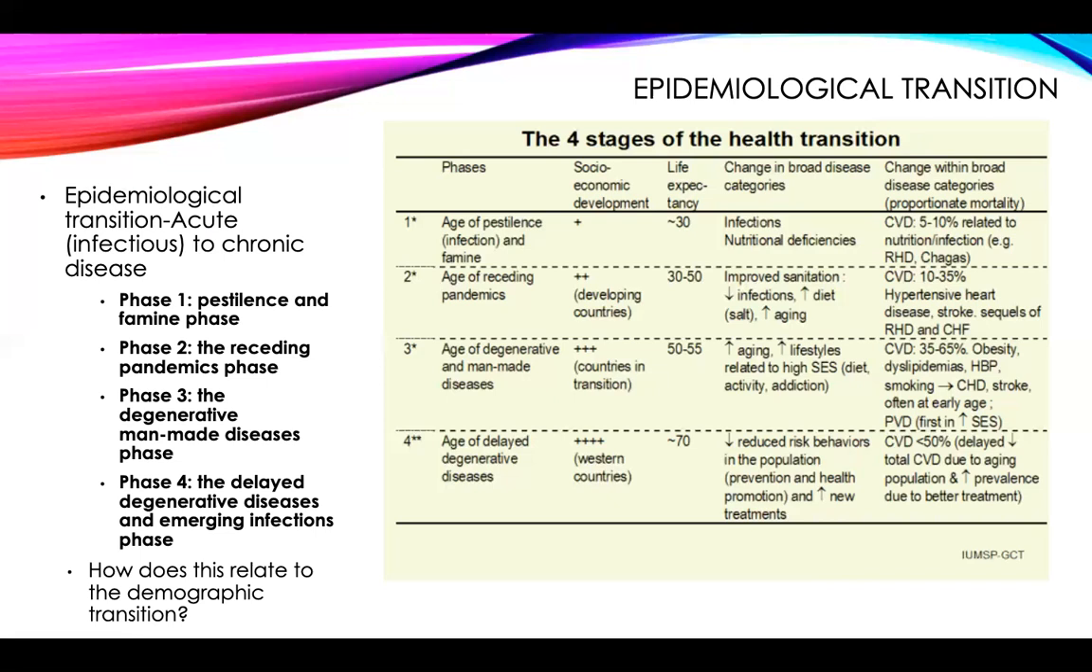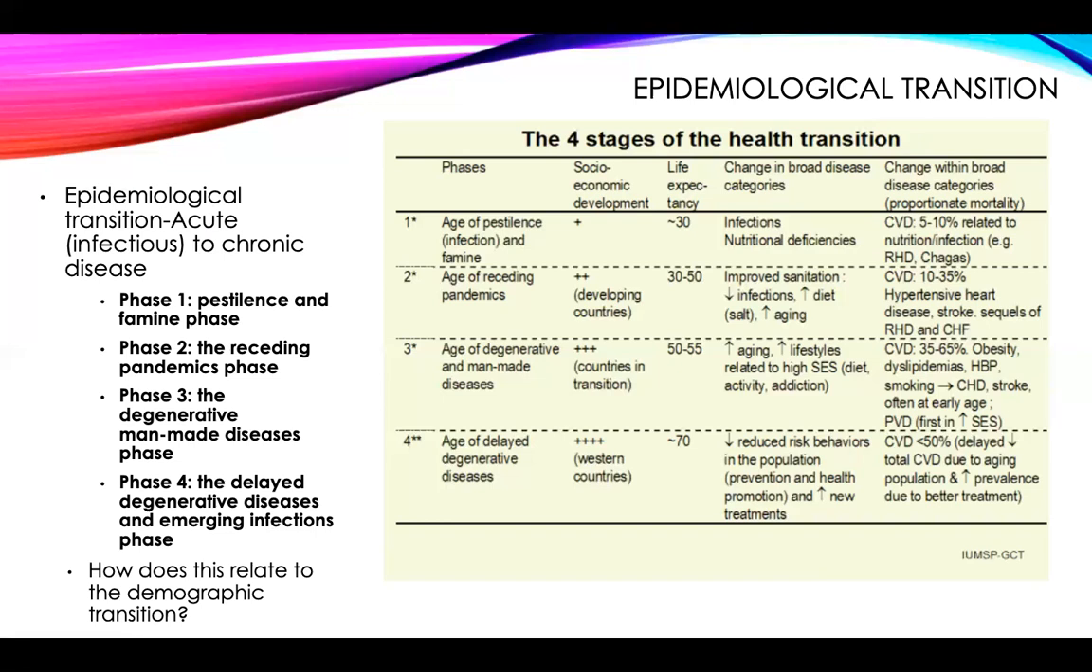And then finally we get to phase 4, and this is the age of delayed degenerative diseases. And as the chart notes, this is where a lot of Western countries, including the United States, fall. Because we are now more aware of what is contributing to those degenerative and man-made diseases, we're starting to promote changes in behavior. So there tend to be reductions in risk behavior in the population because of health promotion campaigns and people starting to take preventative steps.